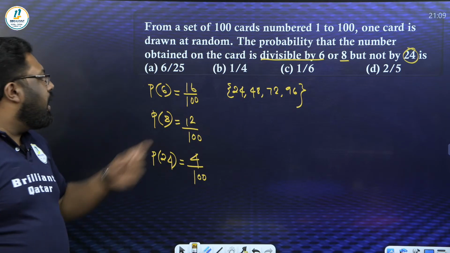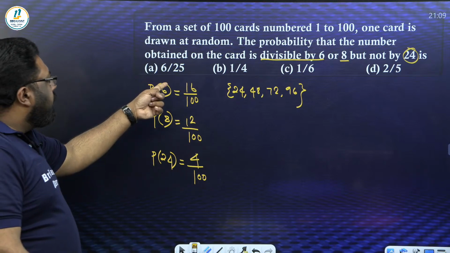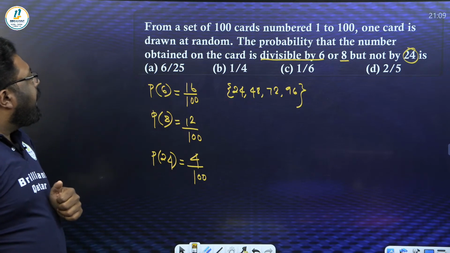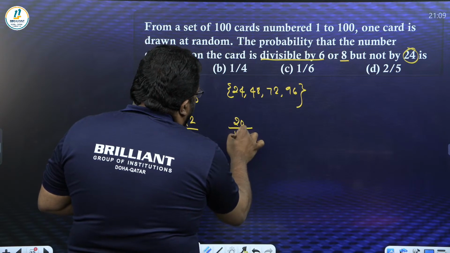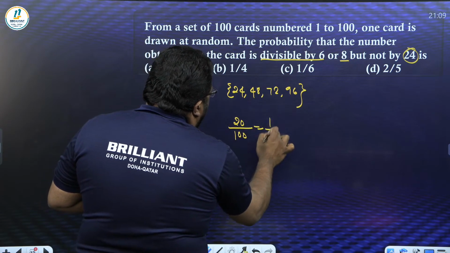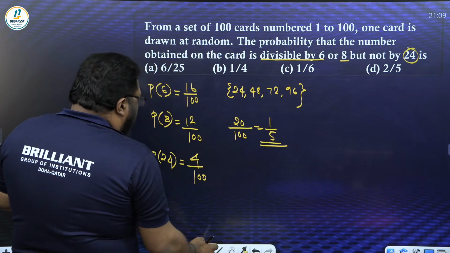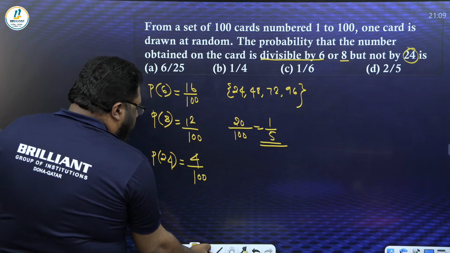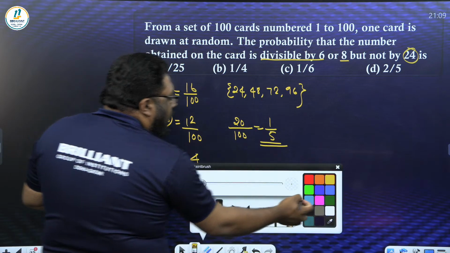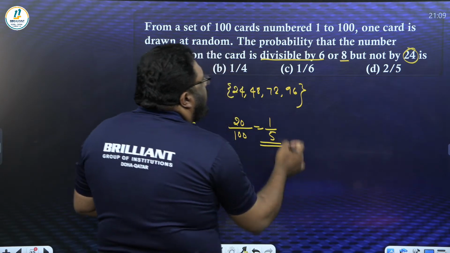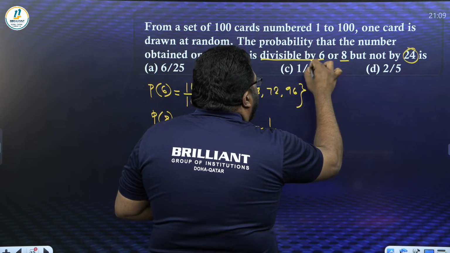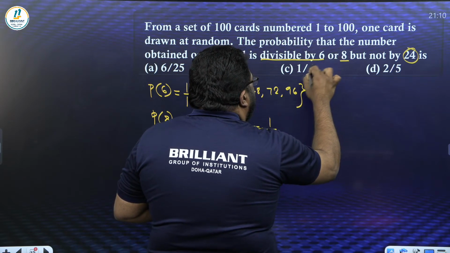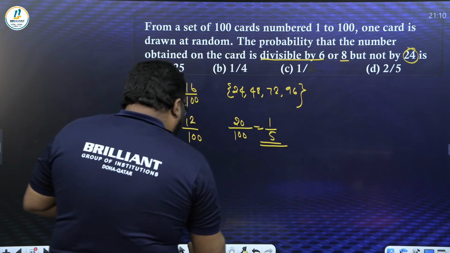So what will be my answer? 12 plus 8, 20 by 100. So 20 by 100 is your answer, my dears. It's actually 1 by 5. Please, this question was having a mistake, so please change it. It's 1 by 5, not 1 by 6 here. Okay, please change it, my dears. Your answer is 1 by 5.